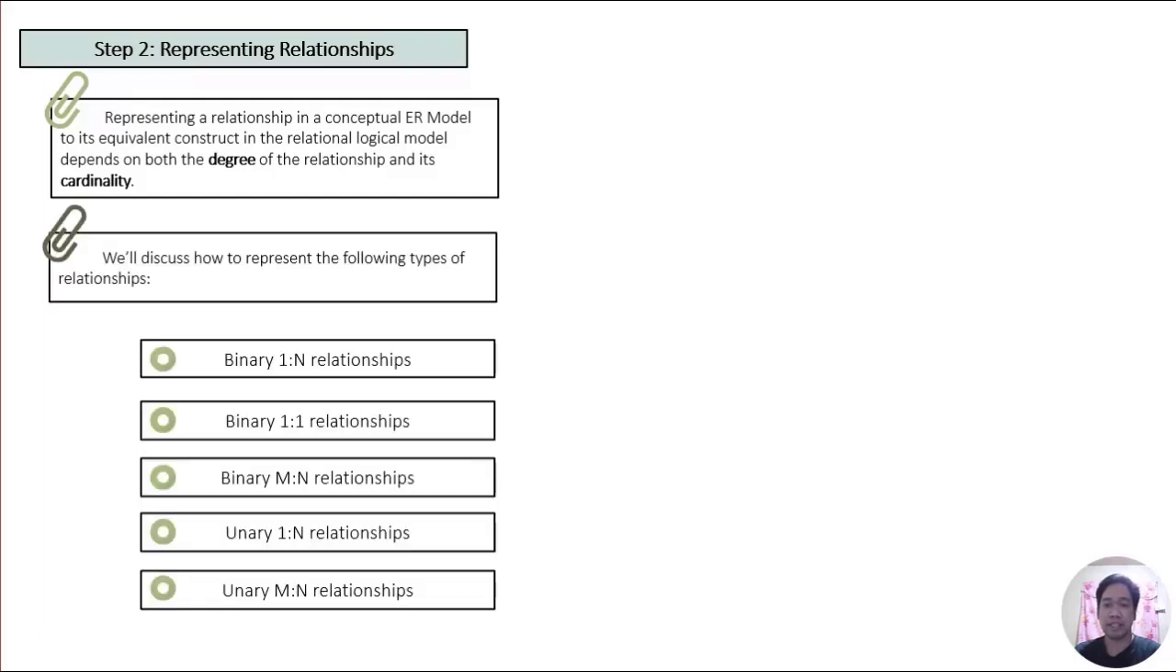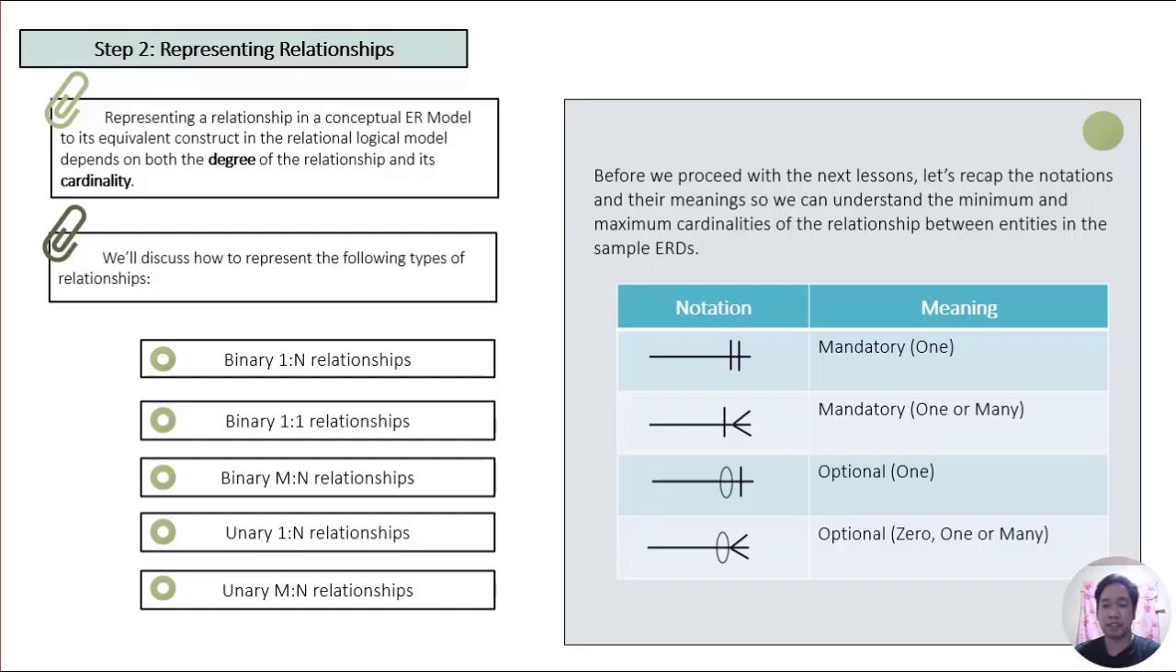We'll discuss how to represent the relationships as follows: binary 1 to N, binary 1 to 1, binary M to N, unary 1 to N, unary M to N. But before we proceed to that, let's review the different notations and their meanings so we can understand the minimum and maximum cardinalities of the relationship between entities in the upcoming sample ERDs. So here's the sample notation and their meaning. Are you done reviewing? Then let's get to the first type of relationship.